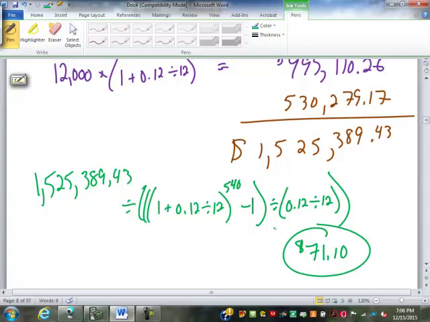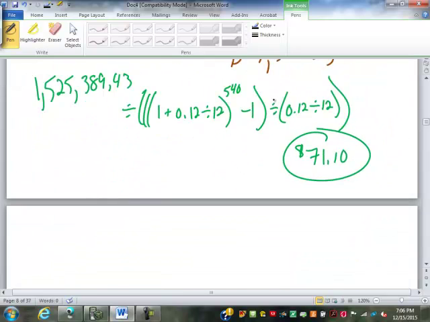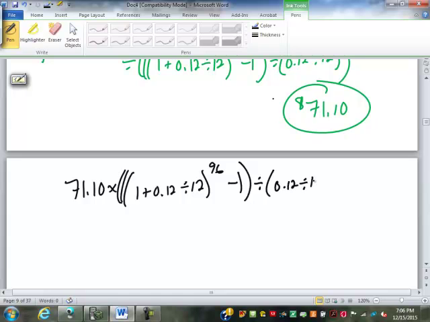Sounds pretty doable. Now there's one thing we need to double check. We need to double check that at 8 years, which is where we draw out the 12,000, there's actually going to be 12,000 in there. So we're just going to take that $71.10 times 1 plus 0.12 divided by 12. The power of 96 is just 8 years, minus 1, divided by 0.12 divided by 12, close to close.